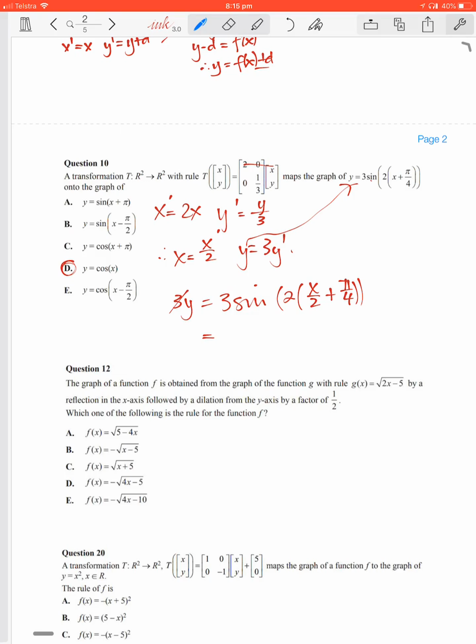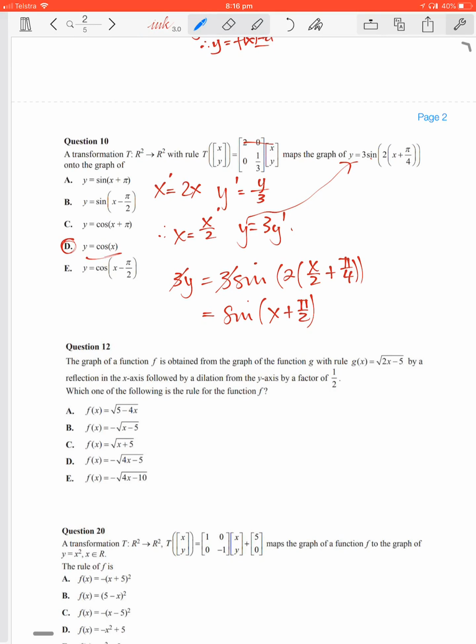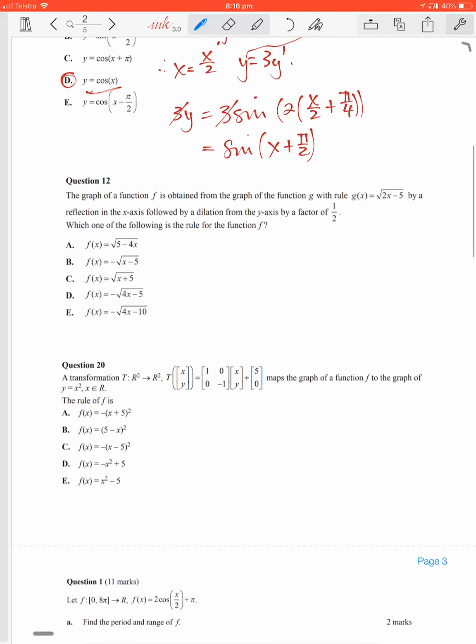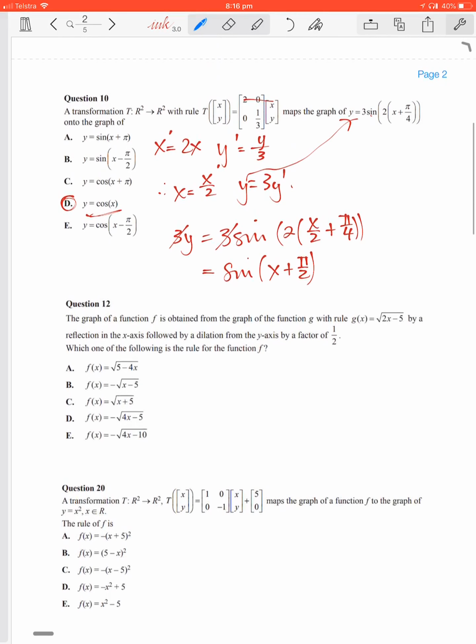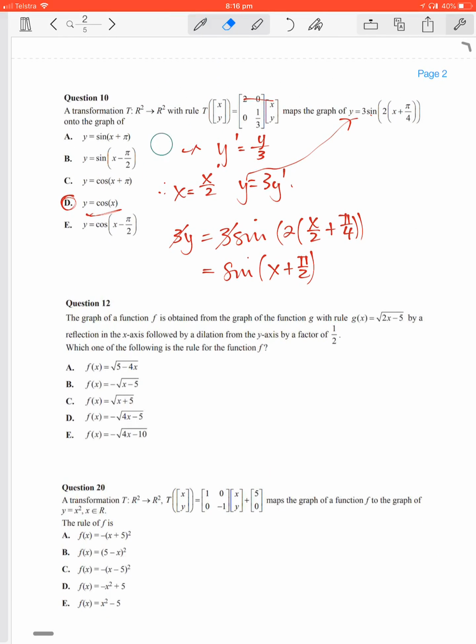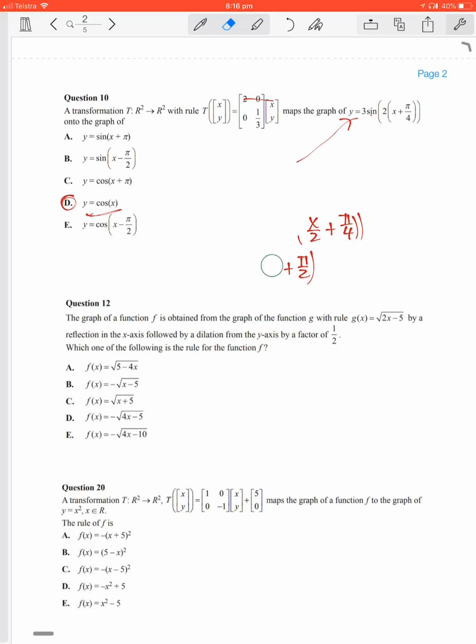When I divide that 3 across, they disappear. So I get sine. When I multiply that 2 in, I just get x plus pi on 2, and of course we know that that's the same as cos of x because we just went through that. So that's matrix notation, telling us how to work it out.